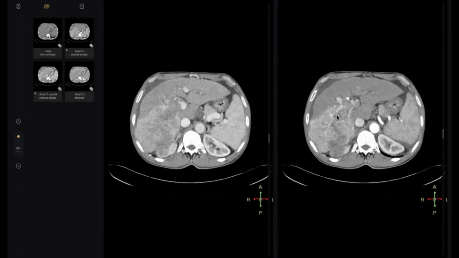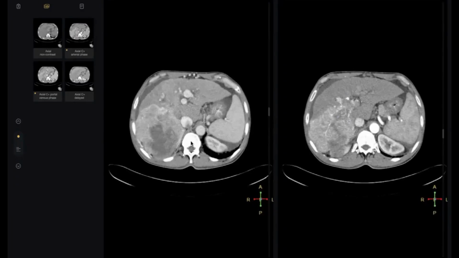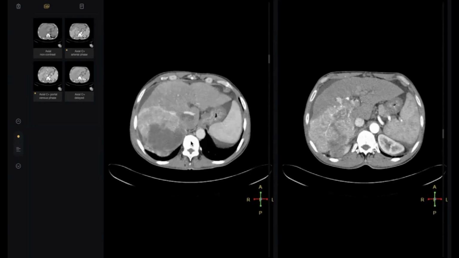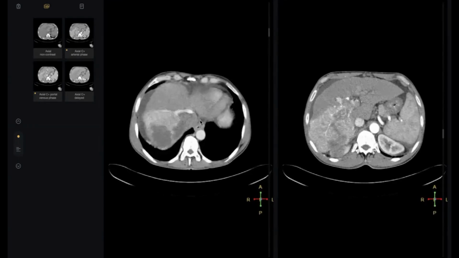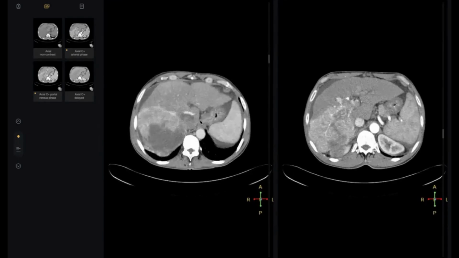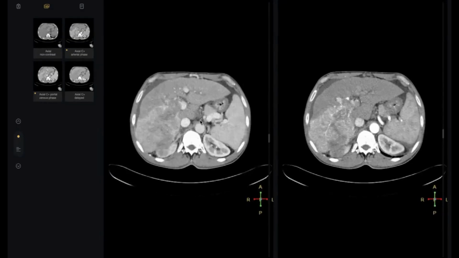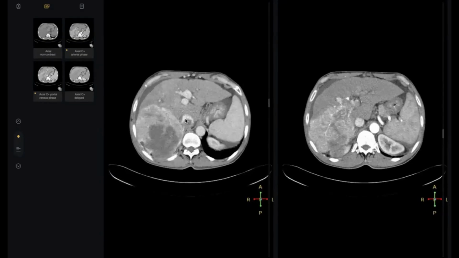There is heterogeneous arterial enhancement with venous washout. The most important is the arterial enhancement, doctor. Why? Because this is tumor cell. So what's your final diagnosis? Only the extension to the portal vein, doctor? Look here. What happened here?